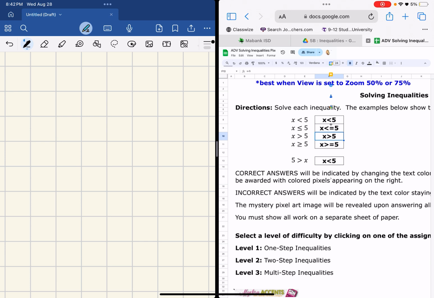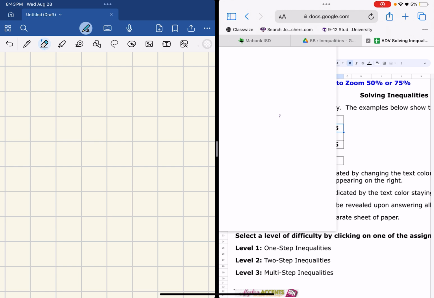Another thing I want to talk about is if your x is on the right-hand side, this assignment wants you to always list x first. So just be mindful of that when you're putting in your answer. Flip it around and make sure that if it's 5 is greater than x, when you type it in, it's x is less than 5. So you have to flip the signs if you're going to flip your values to the sides they're on.